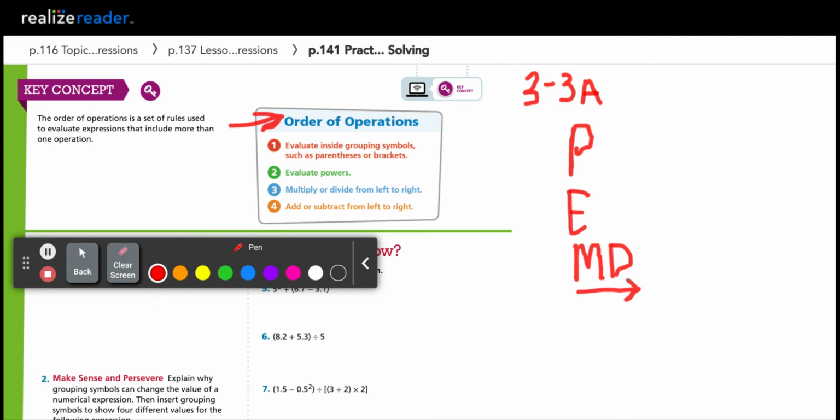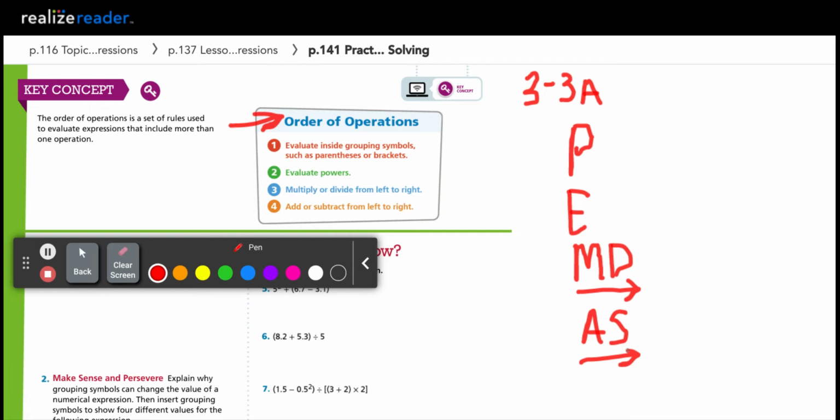And I draw a little arrow there to help us remember that we'll be working from left to right. And we will talk about what that means. And then the fourth step is going to be to add or subtract, again from left to right. So you might recognize that this is an acronym. We say it PEMDAS. So PEMDAS and order of operations are the same thing. PEMDAS helps us remember how to follow the order of operations.